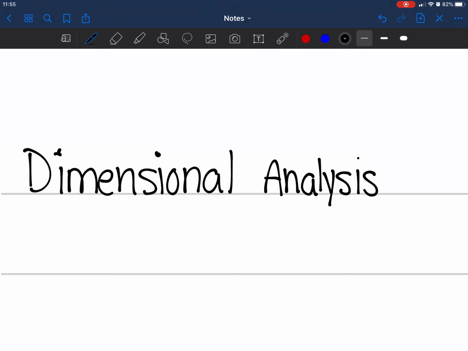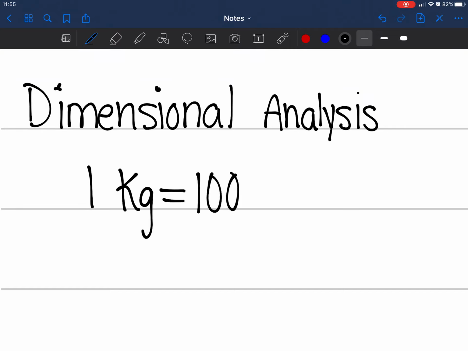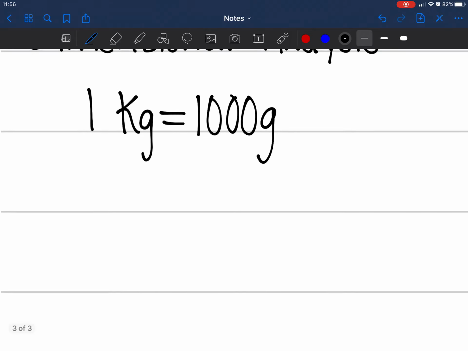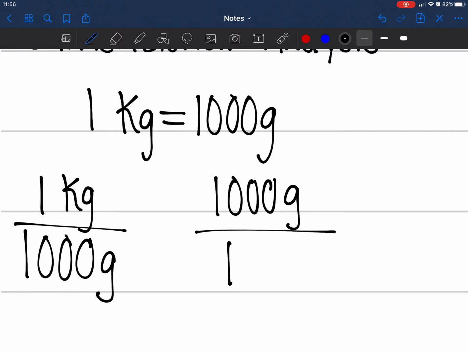In dimensional analysis, we also use conversion factors. For example, 1 kilogram equals 1,000 grams. This equality can be converted into a conversion factor, which is 1 kilogram divided by 1,000 grams. So all I did was divide one side by the other. And I can also write it as 1,000 grams over 1 kilogram.